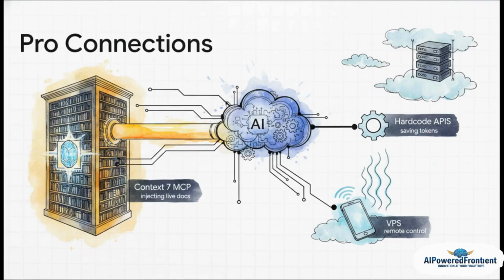To truly orchestrate this entire environment, you need pro external connections. Installing the Context 7 MCP server is an absolute game changer. It totally bypasses Claude's training data cutoff by injecting live, up-to-date technical documentation directly into your session. Also, a quick pro tip. If you only need one specific database function, hard-code the API endpoints instead of loading full MCP servers. It saves huge amounts of tokens. Finally, host your session on a VPS so it's literally always on, and use the new remote control feature. You can start a massive build at your desk, go grab a coffee, and keep steering the AI right from your phone in your pocket.